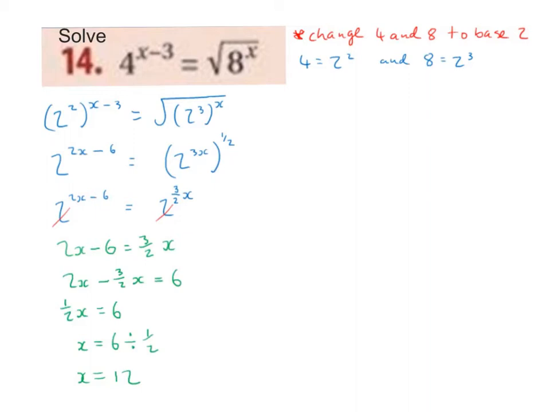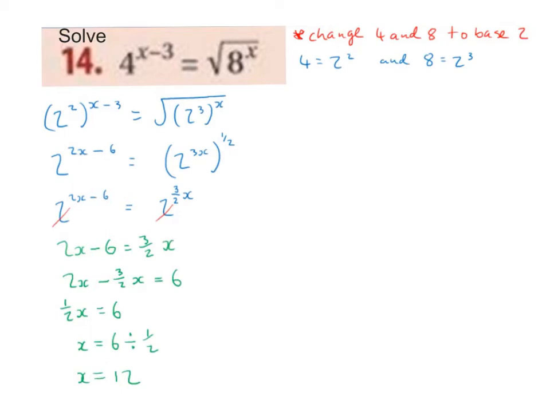If we end up with 2 to the power of something is equal to 2 to the power of something, we can cancel out the bases, so we can cancel out the 2's, we can equate the indices, and then we can solve for x. So we're going to change the 4 and the 8 to a base of 2. 4 is going to give us 2 squared, and 8 is going to give us 2 cubed.